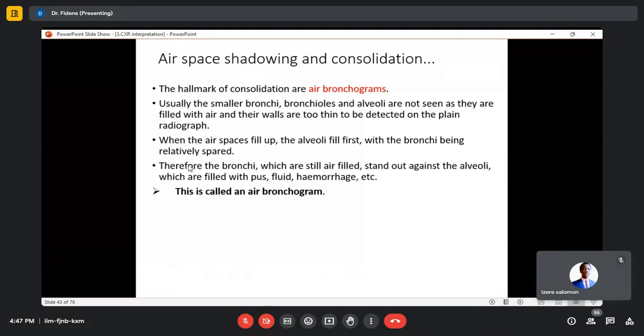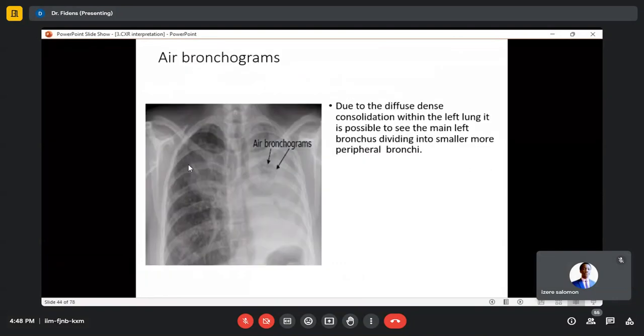Okay? So this is an example of air bronchograms. You are seeing that I can see the opacity here. It is not just this. I can see opacity in the left lung, the whole left lung is opacified, but there are some air bronchograms within the opacity, but also there is a very big mass here in the right lung.